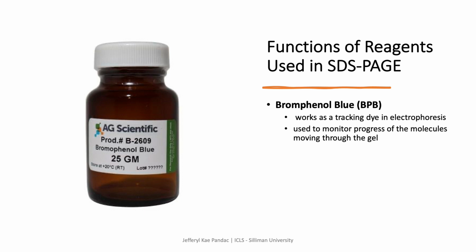The next reagent that I will discuss is bromphenol blue, or BPB. Bromphenol blue works as a tracking dye in electrophoresis and is used to monitor the progress of the molecules moving through the gel. It is mixed with the sample proteins, and when the voltage is applied, BPB runs along with the proteins but faster. It reaches the end of the gel before any protein in the sample does. Bromphenol blue has a slightly negative charge, which is why it moves towards the anode, or the positive electrode, indicating the migration of the protein molecules.